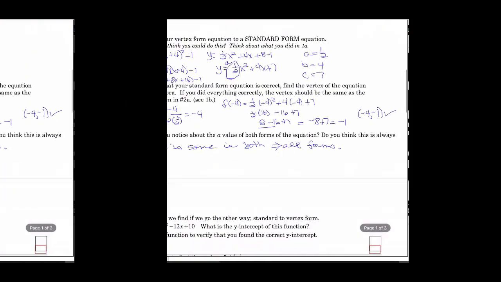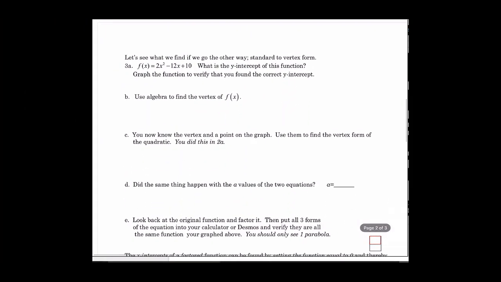Alright, so moving on. Let's see what we can find to go the other way. So we have a standard equation and we want to get eventually into vertex form. Well, there's a couple of things that we need to know. Remember before we had a point and a vertex. Well, a point that's really easy to find on the equation is the y-intercept. And remember that it's 0, b.